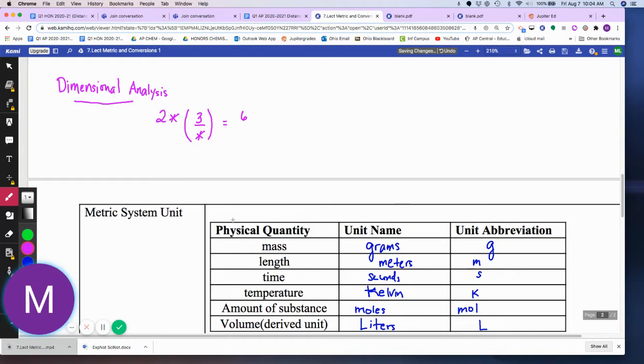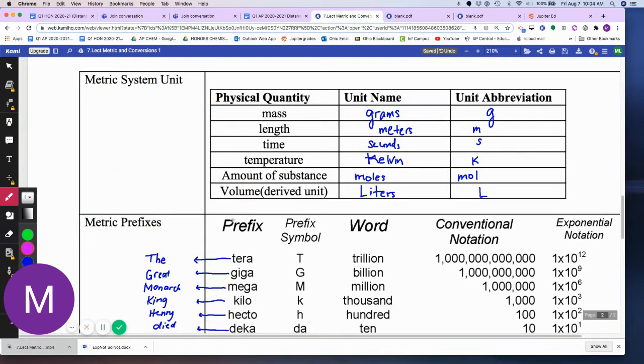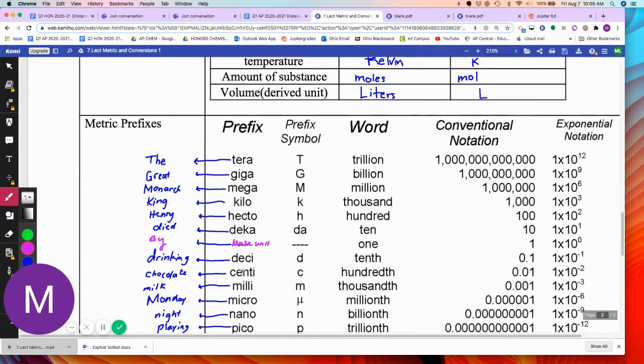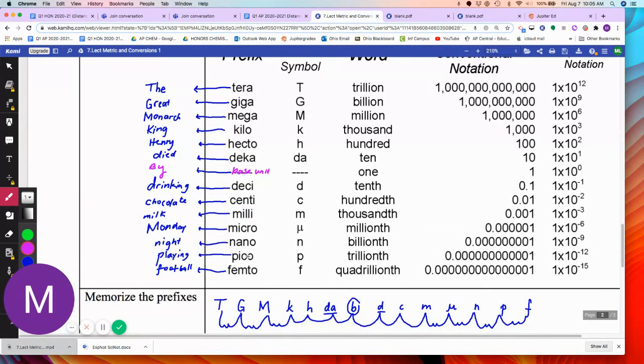Okay, so the metric units that you should have watched are as follows: grams, meters, seconds, Kelvin, moles, and liters. These are the prefixes. When we use the metric system, which are powers of 10, we put prefixes in front of it, and it tells you the value. For example, if the base unit is a gram, that means you have 1 gram. If you put a tera in front of the gram, or teragram, now you have 1,000,000,000,000 grams. So as you go up, it gets bigger, and as you go down, it gets smaller.